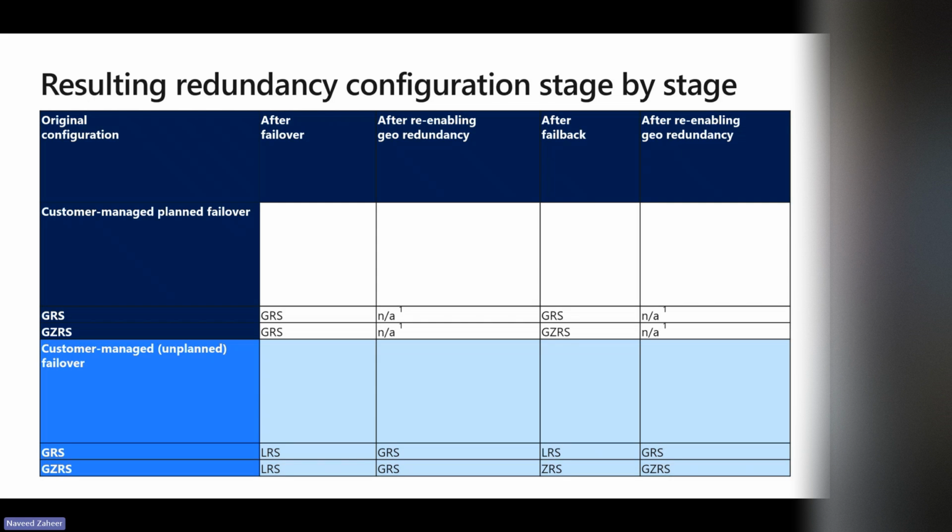In the case of customer managed, it is GRS even after the failover, and you don't have to enable geo redundancy again. And after failback, it's still the same. I mean, you can do failover, failback all the time. It will still stay the same. There is no difference in that. There is no issue there. Okay, so these are some of the things that you have to keep in mind.